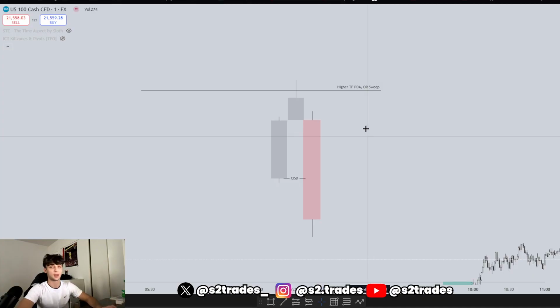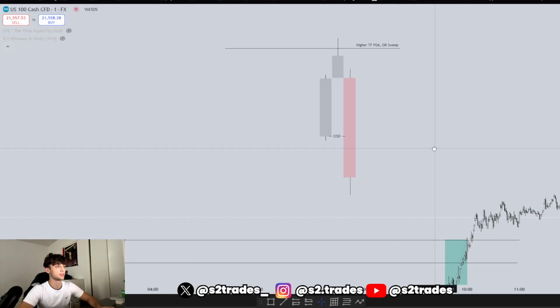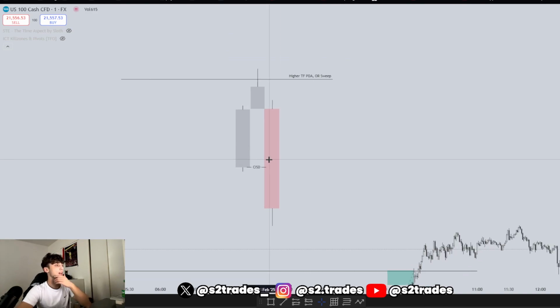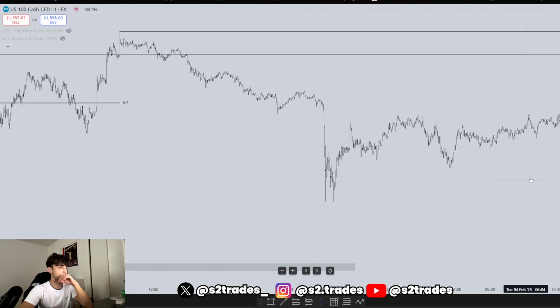Either one doesn't matter. If you see somebody with CSD on their chart, it's probably change in state delivery. And this is a bearish example. Now, the thing about change in state delivery is that it could be used in multiple ways, and let me show you the multiple ways first.